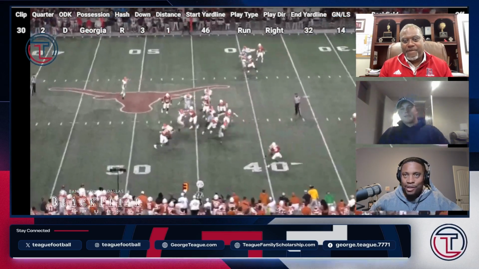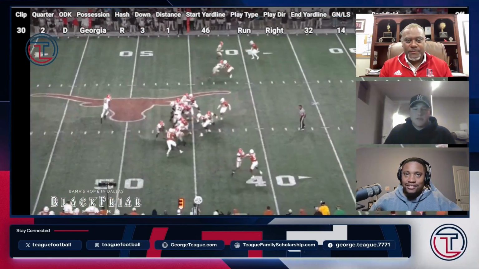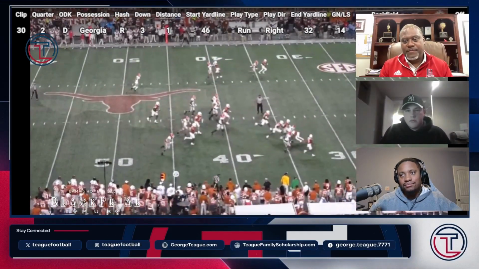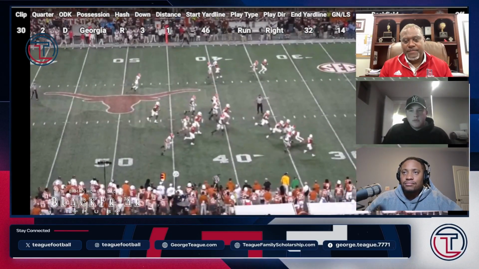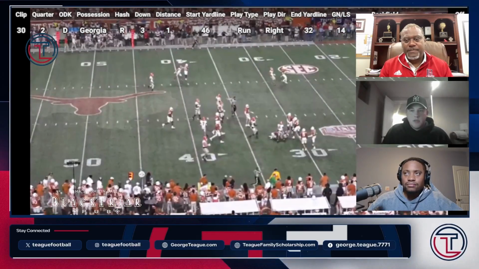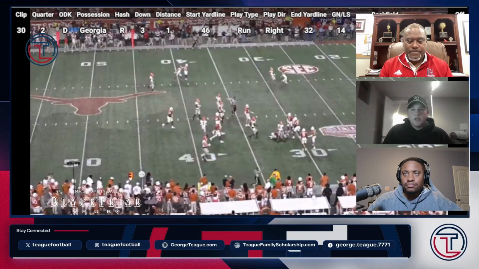Yep, they got him anyway. Yeah, so I think that's why split flow is so prevalent, whether it's split flow insert right here or split flow regular zone, just because you make the defense make decisions. There's a moving gap.